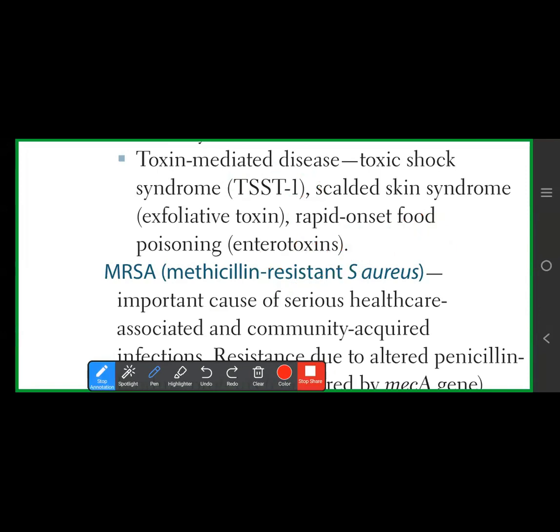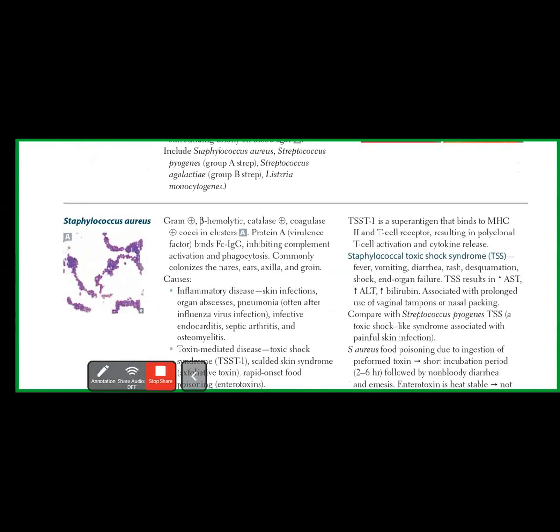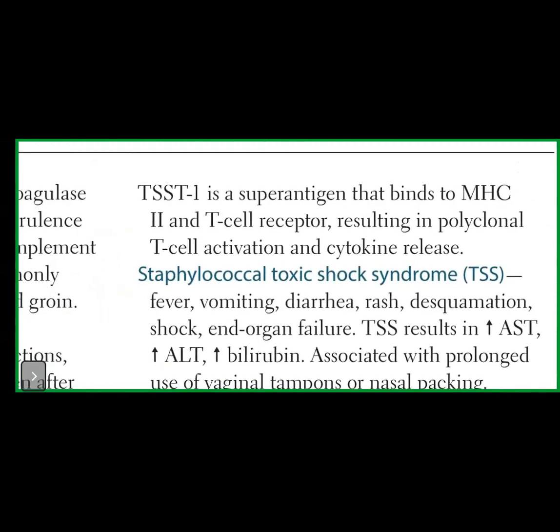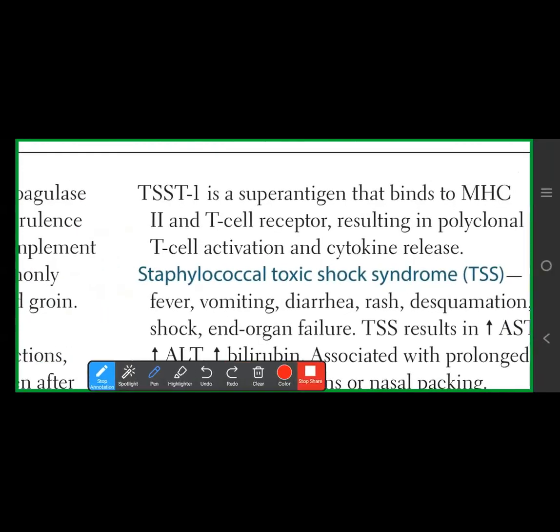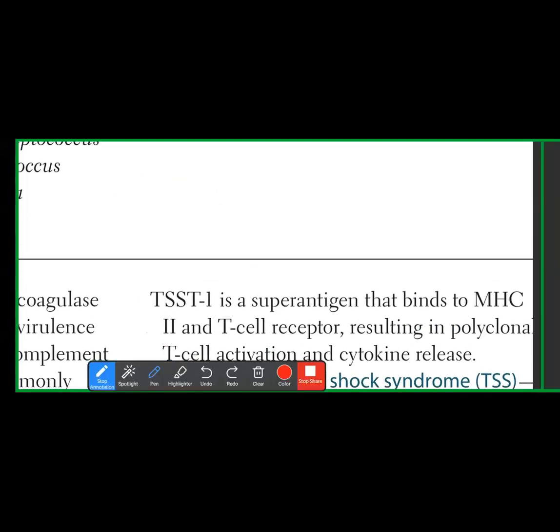Now what we have to know is the case scenarios with respect to that. The case scenarios mean like a patient who's coming with vaginal tampons, someone who's having tampons, someone who's on nasal packing. So you have to remember your TSST-1, which is basically binding to the MHC class 2 and the T cell receptor, causing your T cell activation and the cytokine release, is going to be seen with scenarios like a patient who's on tampons or a patient who's on nasal packing.